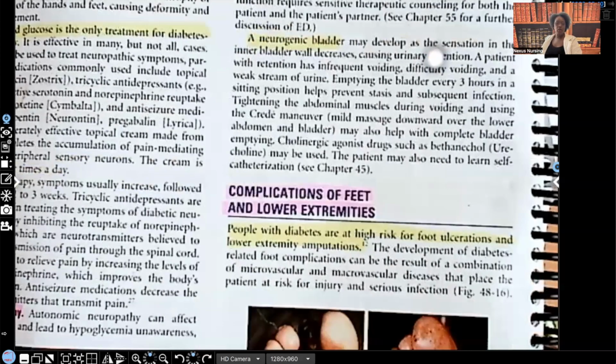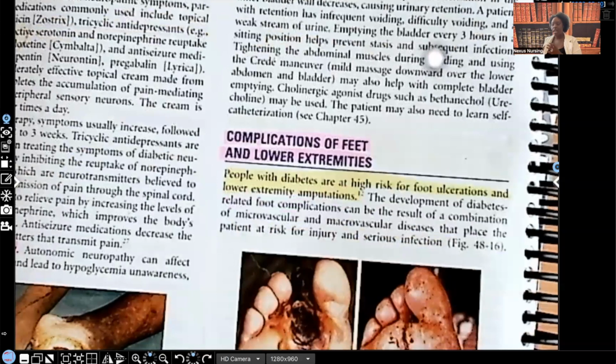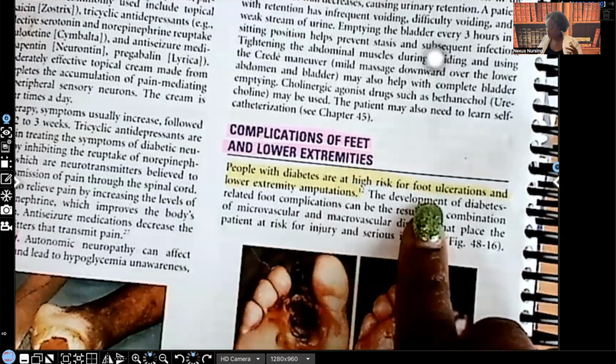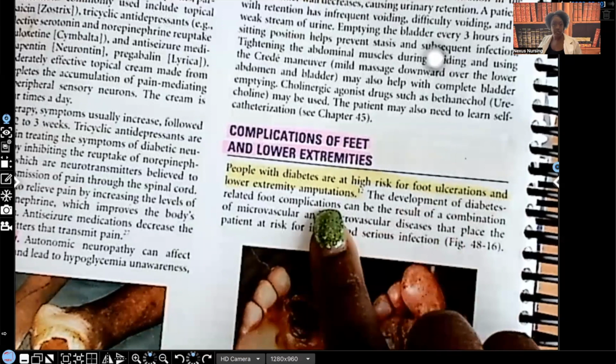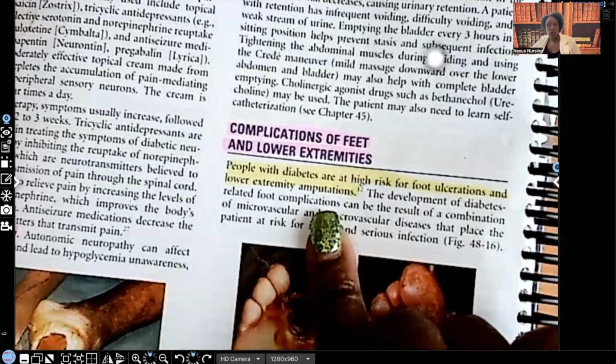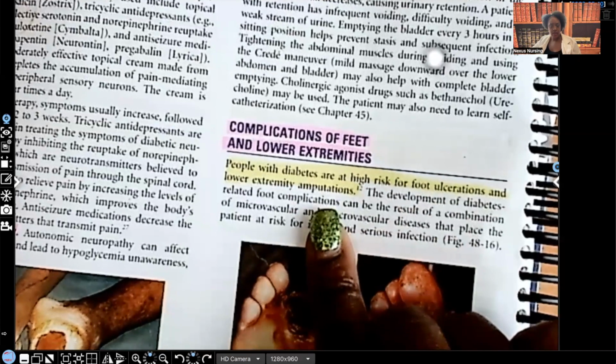All right, let's talk about complications of feet and lower extremities. And this type of complication is the one that I tend to see the most on testing. Okay, so you need to know this like the back of your hand. People with diabetes are at high risk for foot ulcers and lower extremity amputations because that foot ulcer can start off just as a small cut. But remember, that patient has diabetic neuropathy, so they don't even realize that there's a cut. And bacteria sets in and starts to fester and fester and fester. Before you know it, that infection goes to the bone, and we have no choice. It has to be amputated. Okay?